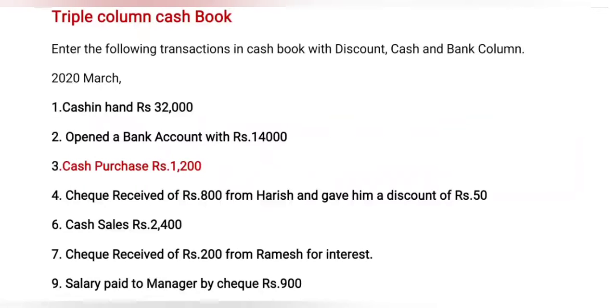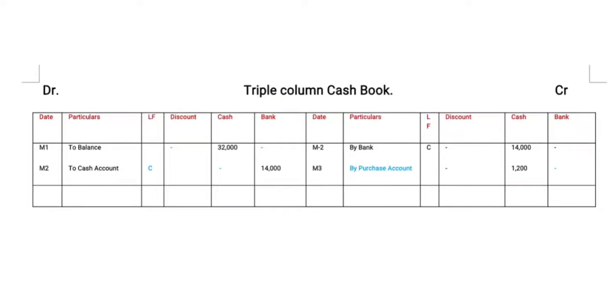Now we come to the third transaction, cash purchase 1200 rupees. Here cash is going out of the business, that's why we go to the cash book credit side. In the date column, 3rd March by purchase account, since it is paid in cash, we take the amount in the cash column, 1200. It is completed. Now we are going to another transaction.